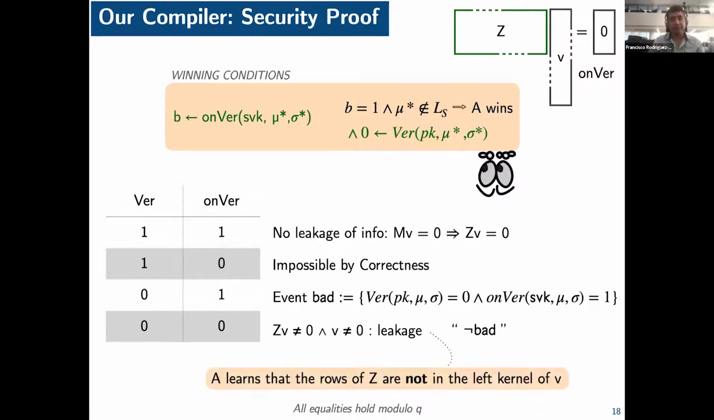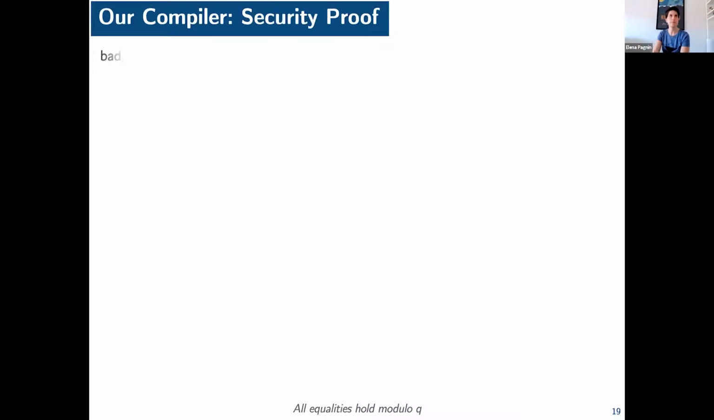Okay. So we don't need to worry about the first and the second line of this table. The third line is our bad event, and I will call the other the non-bad event. So there is still some leakage. The adversary learns that some rows of Z are not in the left kernel of the forgery V that it has produced.